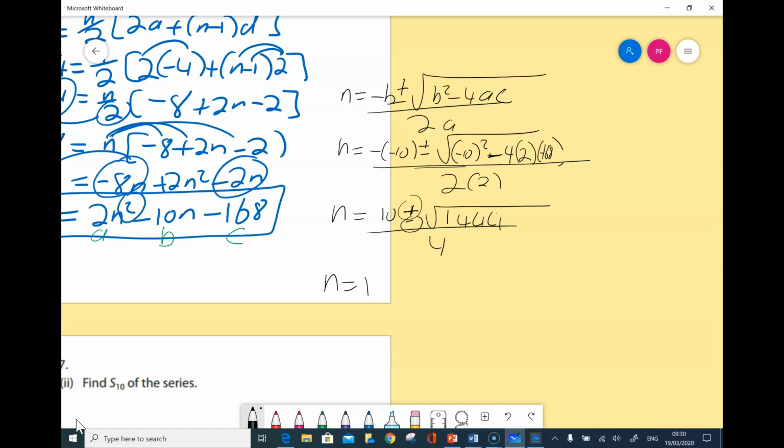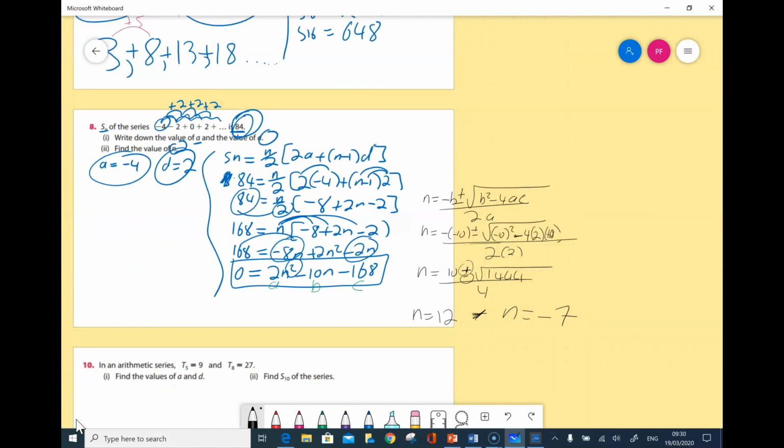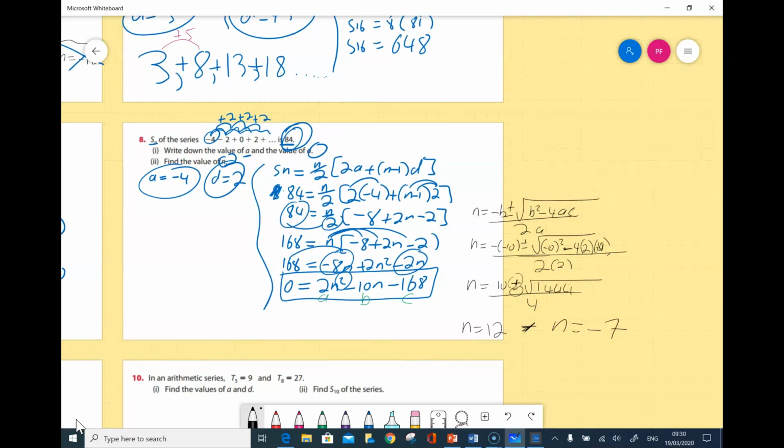And I get 12. And something tells me my next answer is going to be one that doesn't make sense, which is perfect. And my other answer is minus 7. So the question was, how many terms do I have to add up in this sequence in order that they add up to 84? And the answer is you can either add up 12 terms or minus 7 terms. Minus 7 makes no sense. So we'll take 12 as our answer.